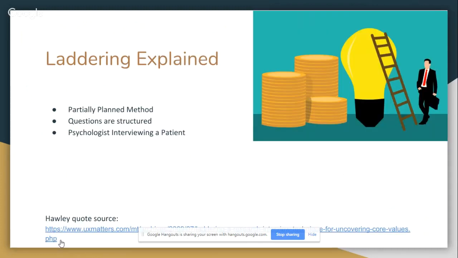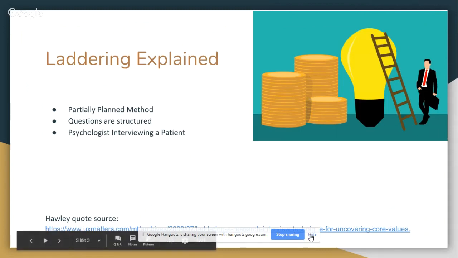Laddering is a partly planned method of elicitation. Interviewers are asked a series of why questions, all having to do with the participant's previous answer. By doing this, interviewers can gather a hierarchy of questions and answers that display a map of users' preferences, all because of the way these questions are asked.